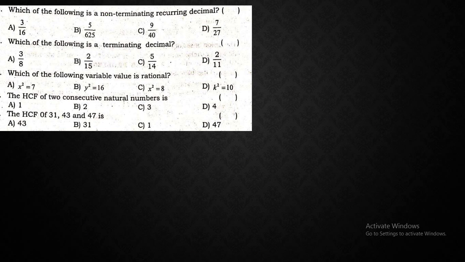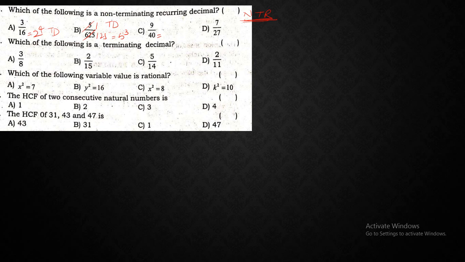Now let us see the problems. Which of the following is a non-terminating recurring decimal? We have already discussed NTR. NTR means that if you have any prime factor other than 2 and 5, then it satisfies this concept. If you observe the denominator, I am expressing it as 2 power 4, so this is a terminating decimal. Next, 5 and 625, it cancels 125 times at one time, then this gives me 5 cube, so this is also a terminating decimal.